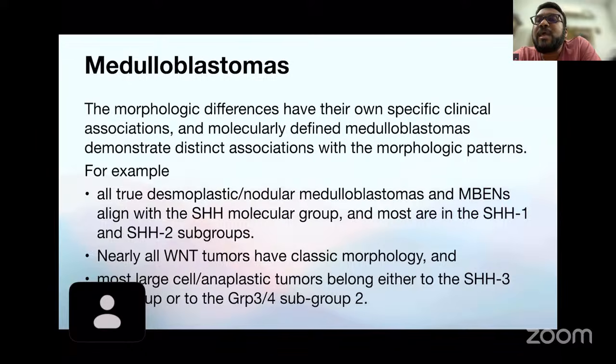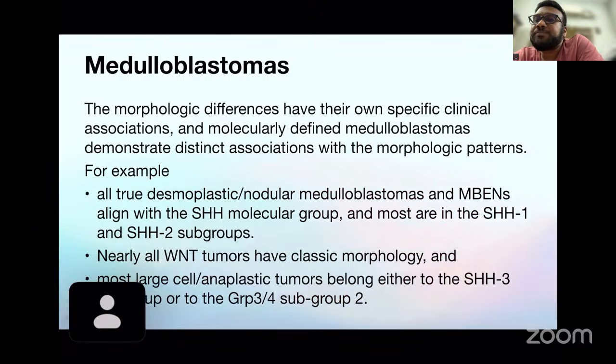For the morphologic differences, for example, all true desmoplastic and nodular medulloblastomas and the medulloblastomas with extensive nodularity are mostly SHH1 and 2 subgroups. They have a better prognosis. All WNT tumors will have a classic morphology, and again they have a good prognosis. Then we have the large cell anaplastic tumors, which belong to either the SHH3 subgroup or group 3 or group 4 subgroup 2, so they have a quite poor prognosis. So the morphological features, along with the histological subgroups, also have some alignment.